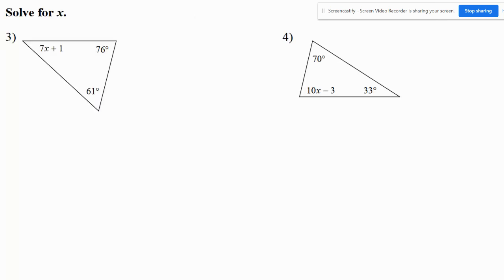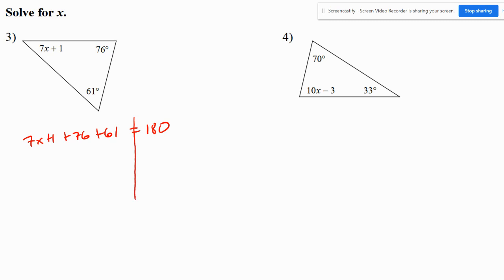Let's take a look at example number 3. I have the three angles, and it says solve for x. So I'm just going to add the three angles. I have 7x plus 1 plus 76 plus 61. I'm adding everything. It doesn't matter which angle you start with. You just add everything, and this is going to equal 180.